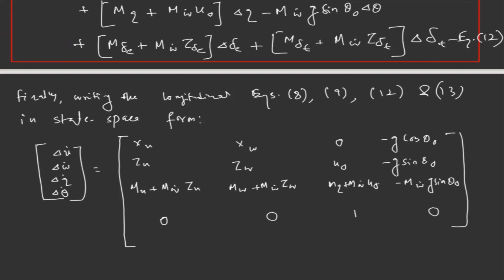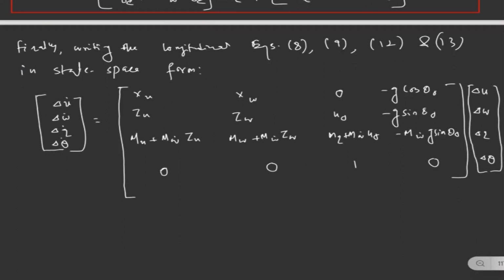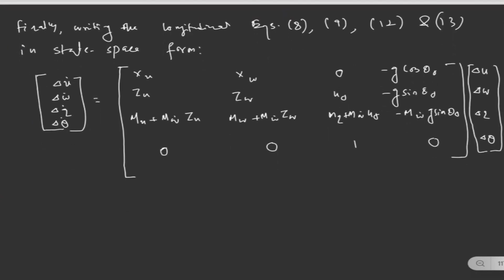And for the delta theta dot expression, equation number 13, we have 0, 0, 1, 0. And the state vector is delta u, delta w, delta q, and delta theta. This is the state vector, and this is the state matrix, we can say.